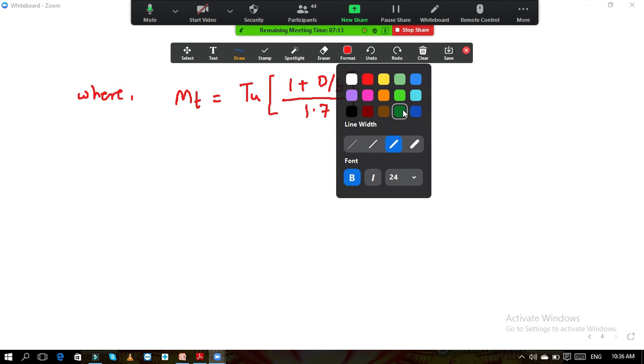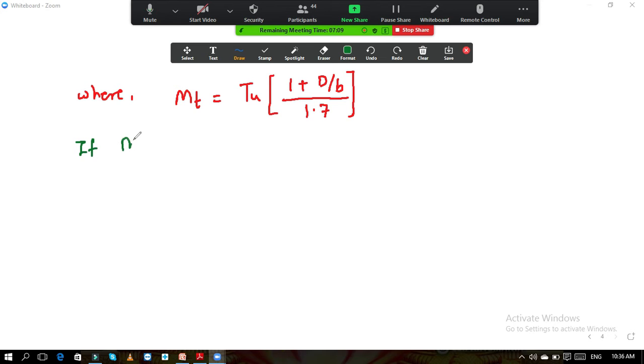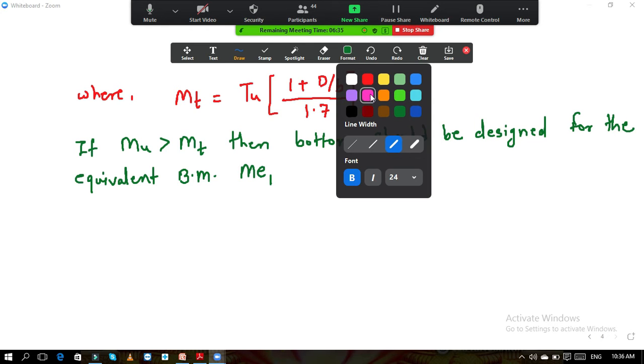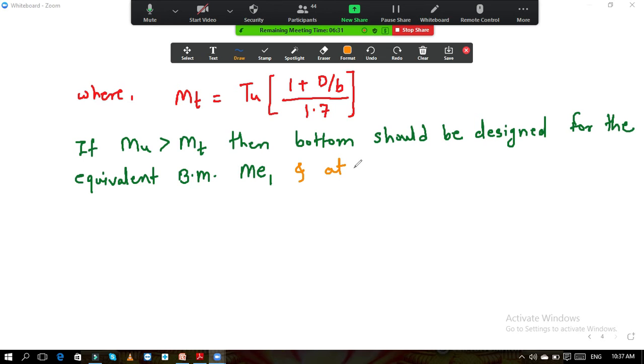So here one more important note we will write: if MU is greater than MT, then bottom steel should be designed for the equivalent bending moment ME1, and at top nominal reinforcement should be provided.